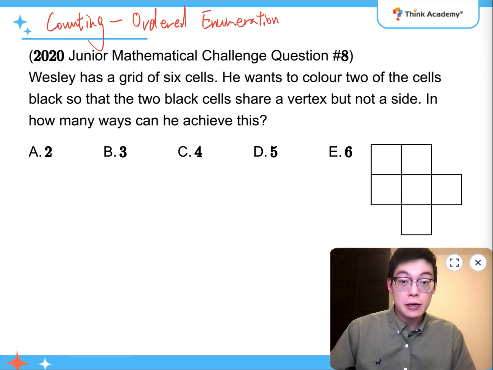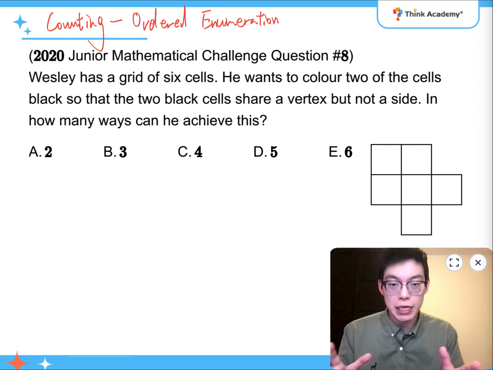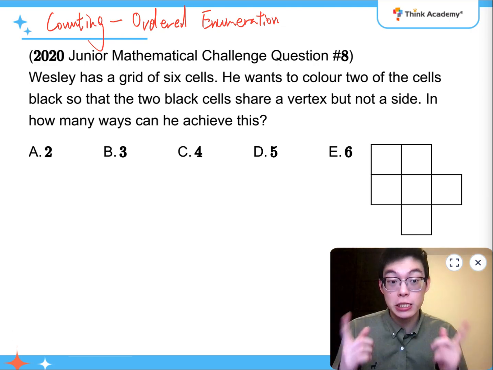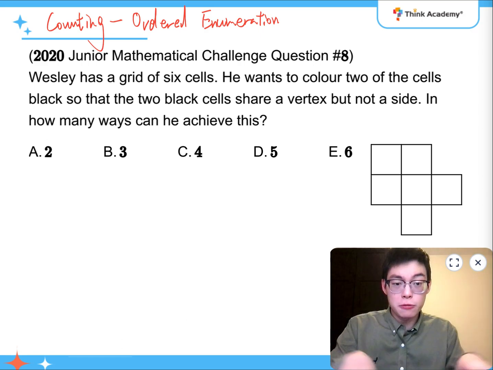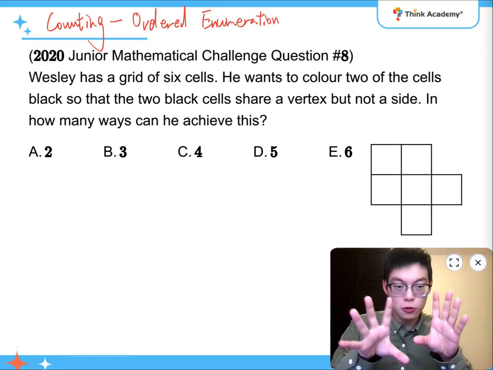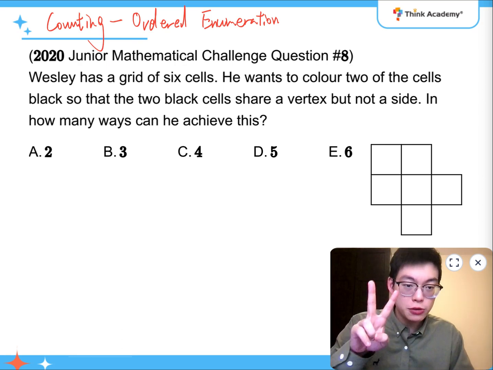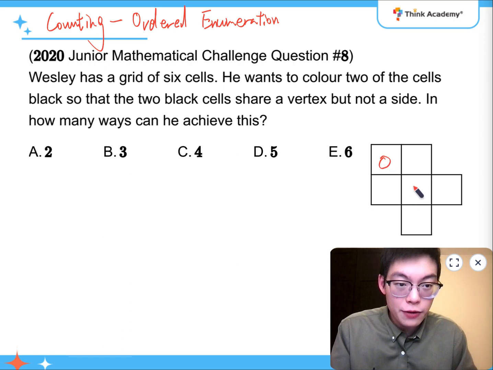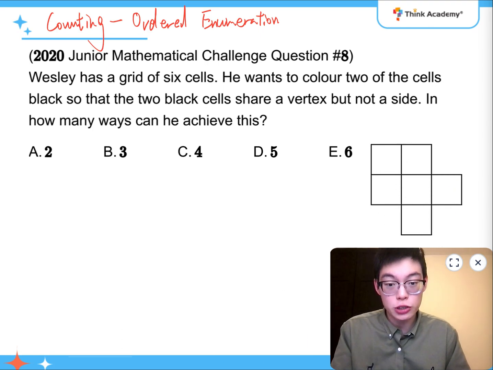So basically, it says that he wants to color 2 of the cells black, such that the 2 black cells share a vertex but not a side. So this is definitely a square grid, right? Like a grid made of squares, which means that if you want 2 cells to connect by a vertex, you can only do top left and bottom right, or top right and bottom left. Those are just the 2 different choices we have.